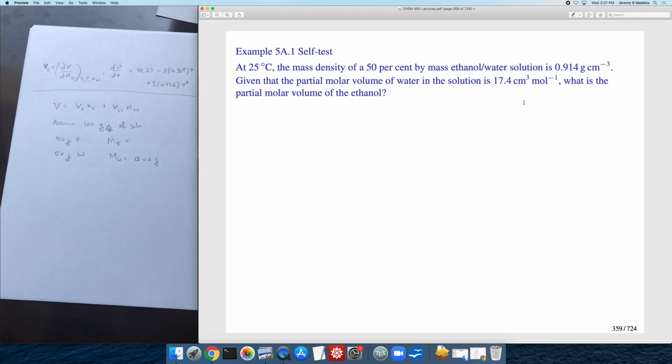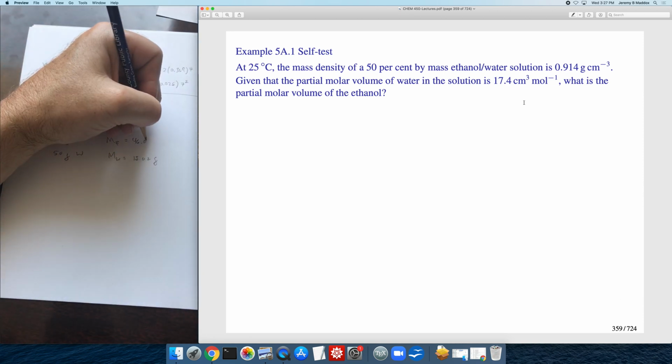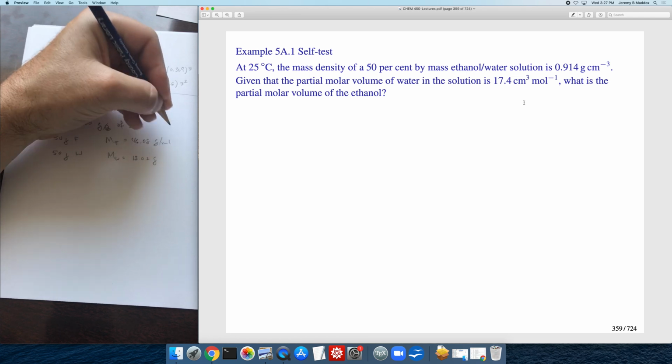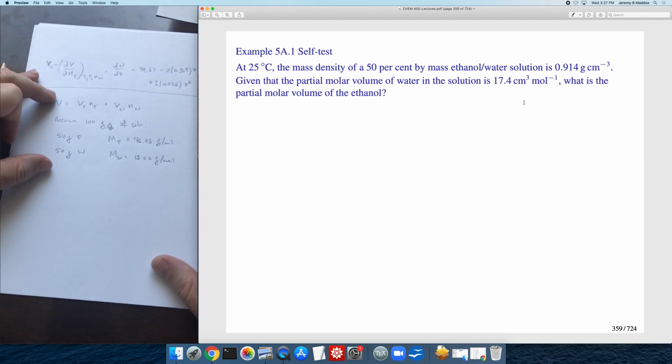And so, let's see here. We've got 2 carbon atoms. We've got an oxygen atom. And we've got 3, 4, 5, 6 hydrogens. So 46.08 grams per mole. So those are our molar masses. We'll need those.